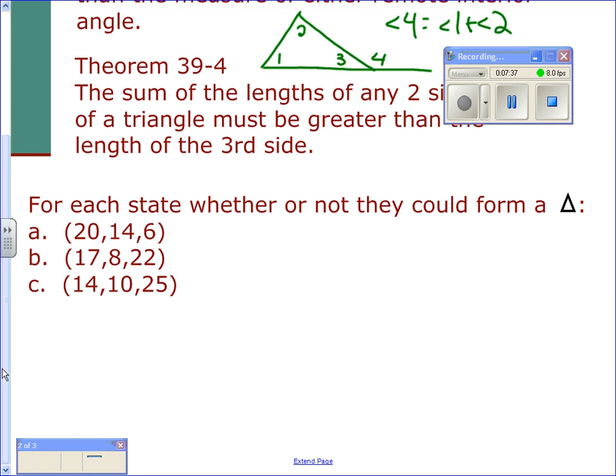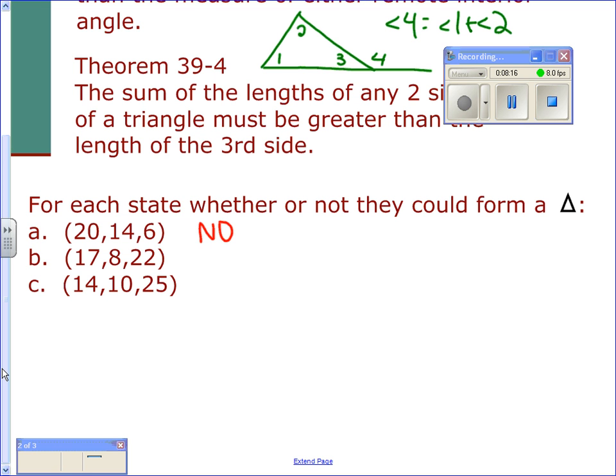Does that make sense? It says the sums of the lengths of any two sides must be greater than the third side. Well, 20 and 14 is greater than 6, right? Are these three sides going to make a triangle, though? Should I have picked 20 and 14 to see if it's greater than 6? Which two should I have picked? 14 and 6, the smaller two. Are they greater than the largest side? They're equal to. Will that make a triangle? No. Does that make sense?